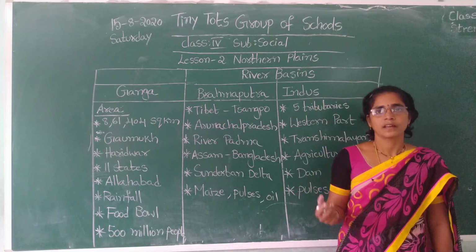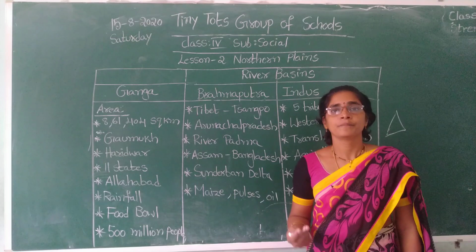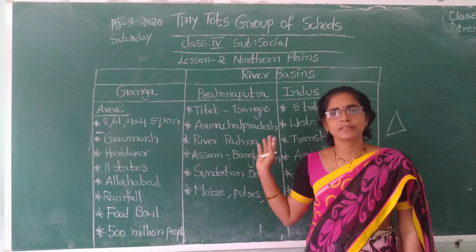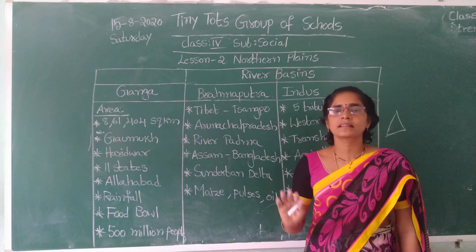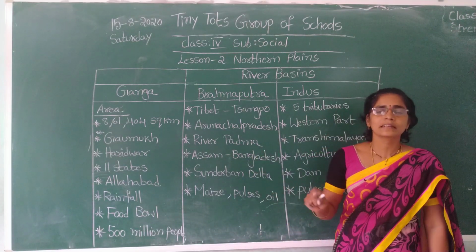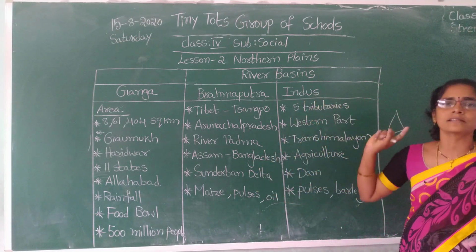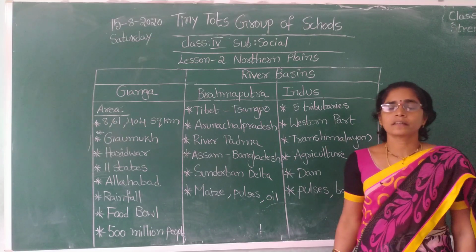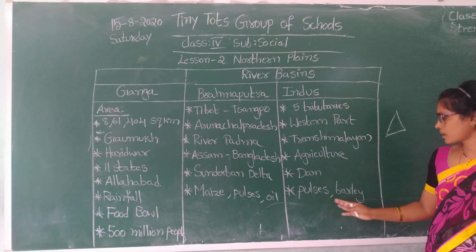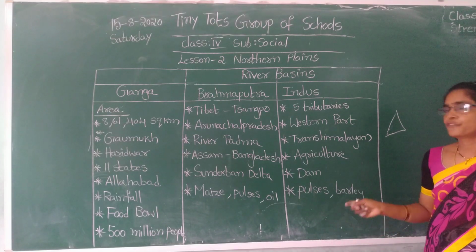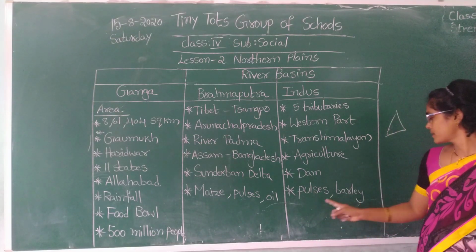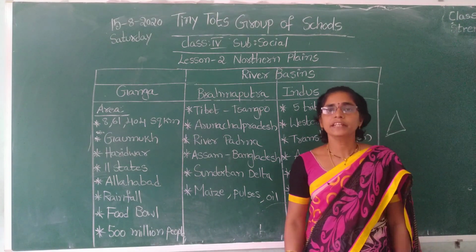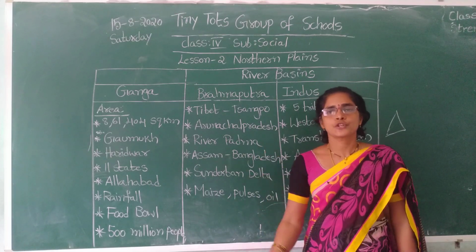Hydroelectricity means the power which we are using in our houses, that we are getting from that river because of the dam. Bhakra Nangal Dam is constructed on river Satluj. Satluj is a tributary to Indus River. It is in Indus River Basin. Mainly some crops are cultivated here: wheat, rice, pulses, barley and sugarcane.